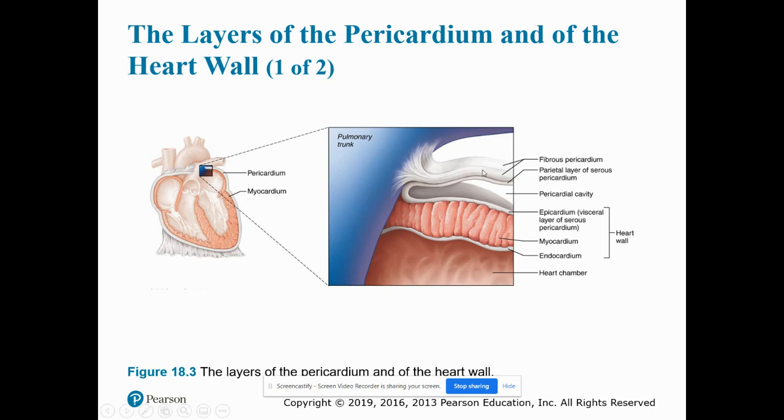So out here, we have the fibrous pericardium, and then we have the parietal layer of pericardium sitting right below that fibrous pericardium. And then the epicardium, or visceral layer of the serous pericardium. And between them, you have that pericardial cavity, which is filled with fluid, which will help to decrease friction.